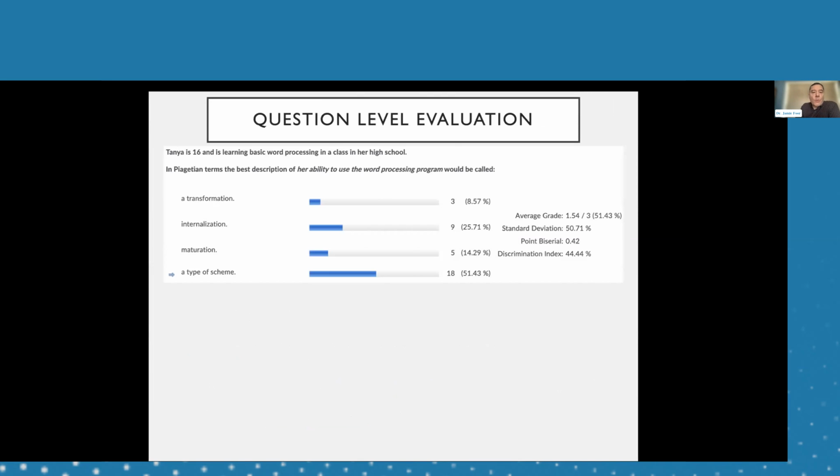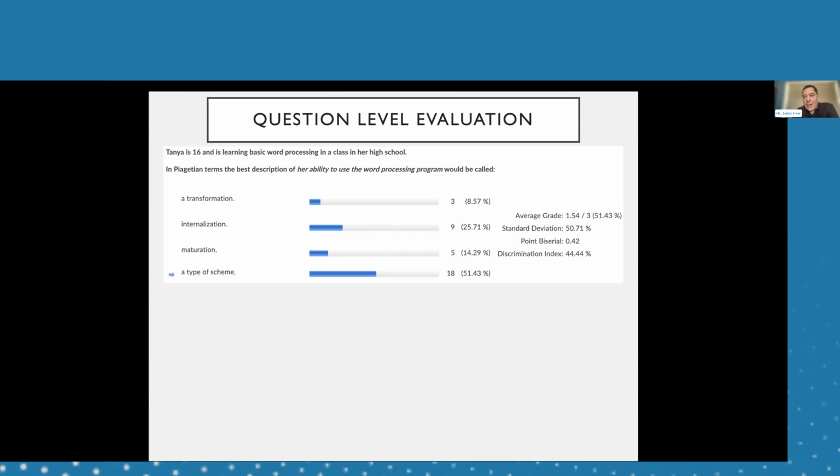All right, so my question level evaluation. Just here are actual questions now. And these are questions that I've discussed with the class after we've taken the exam, because I wanted to address some of the issues. This first one deals with a Piagetian developmental concept of schema development.